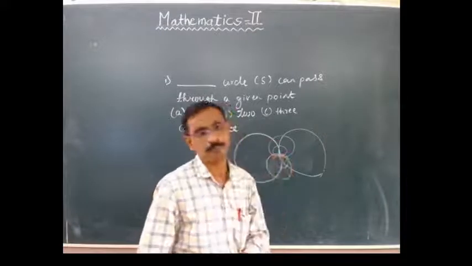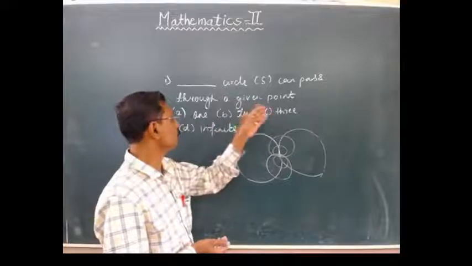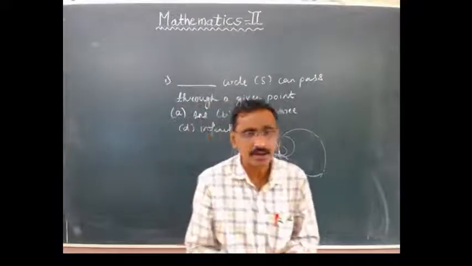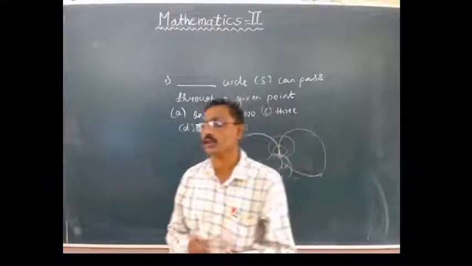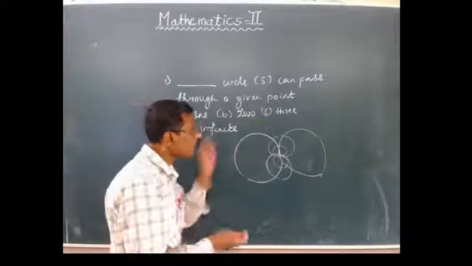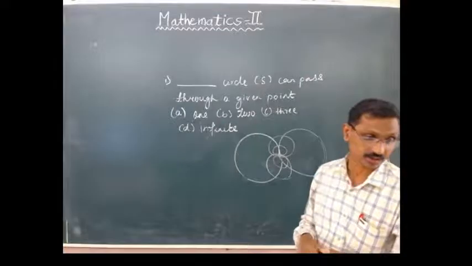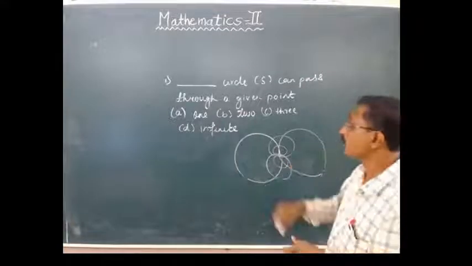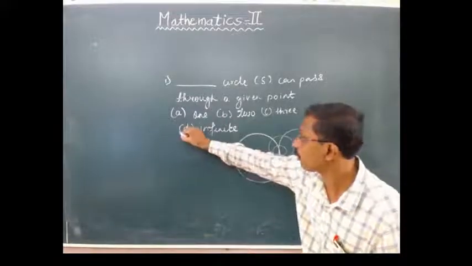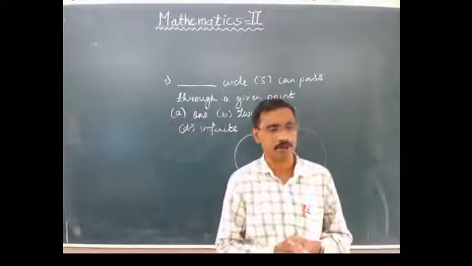through a given point. Now, in our options, what is given to us? 1, 2, 3 and infinite. But if you see, we can draw as many circles as we can through the given point. So, which of our options is going to be right over here? How many circles can be drawn through a given point? 1, 2, 3 or the infinite? Yes, we can draw infinite circles through the given point.